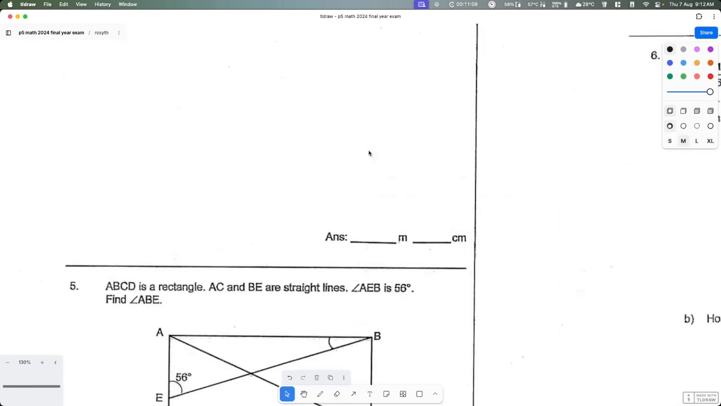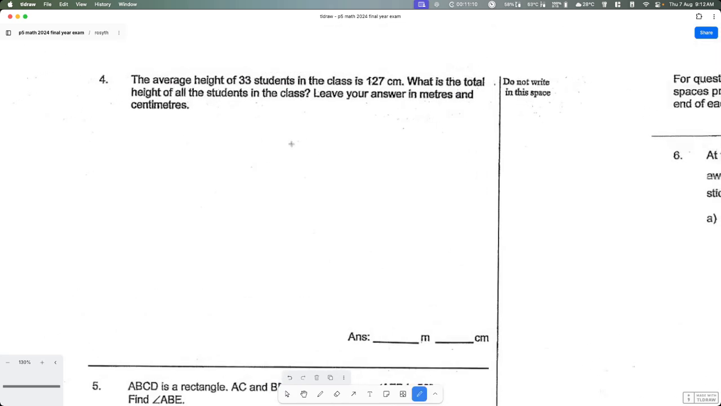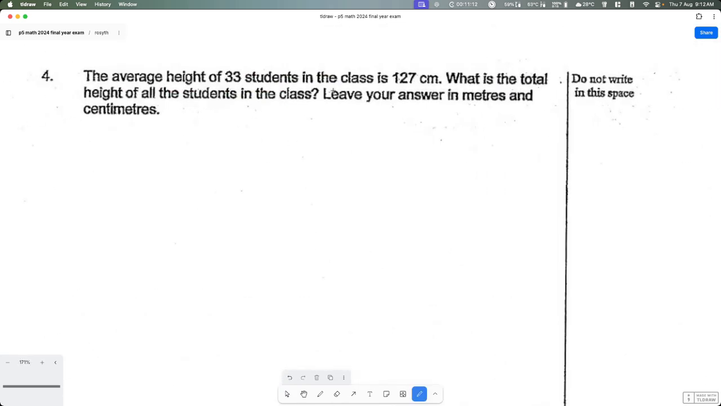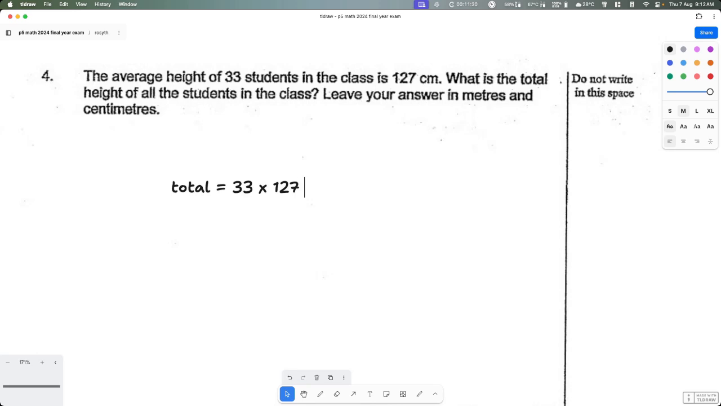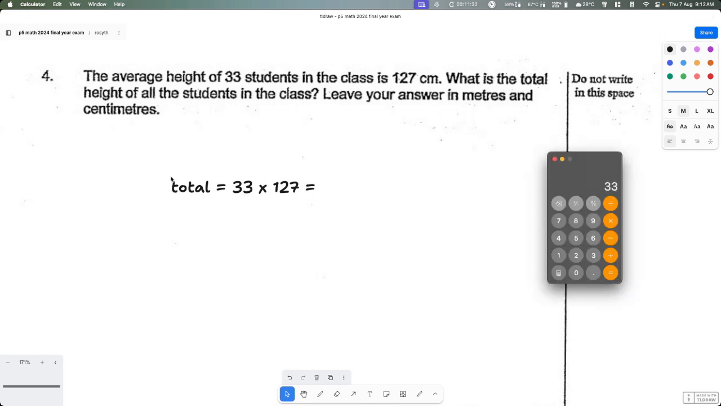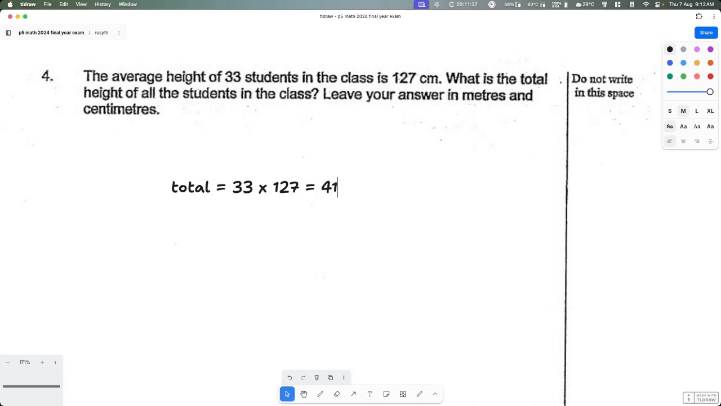Let's move on to question number 4. The average height of 30 students in a class is 127 centimeters. What is the total height of all the students in the class? So we want meters and centimeters. So the total is equal to 30 times 127, which is 3810 centimeters.